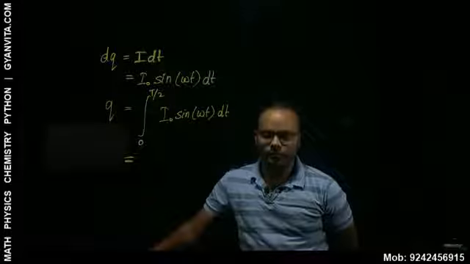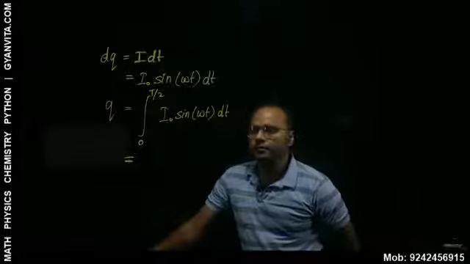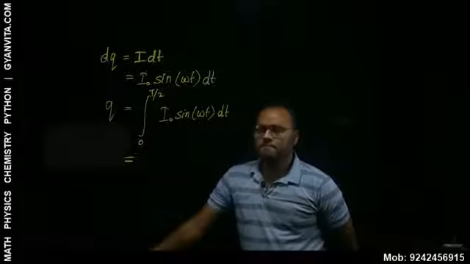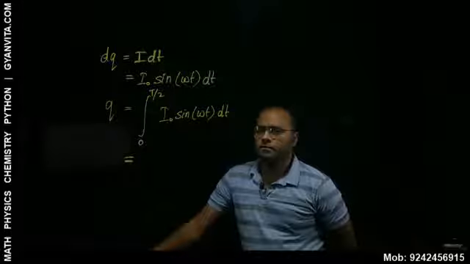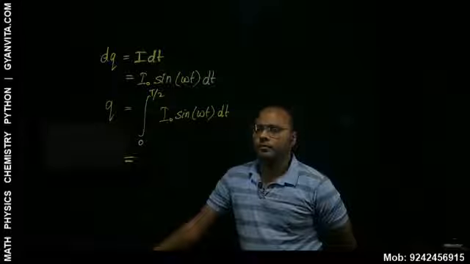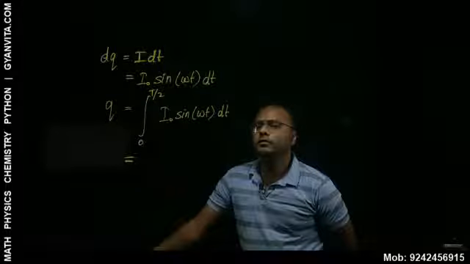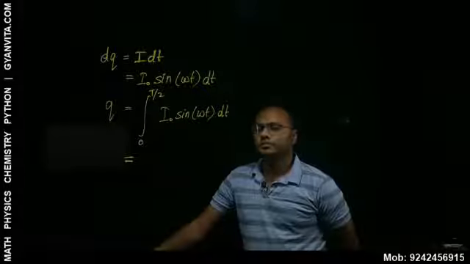Yes, sir. What did you get? Now, yeah. The Q for half cycle is minus, no, Im t by pi. Im is the? Im is the maximum, so I naught.